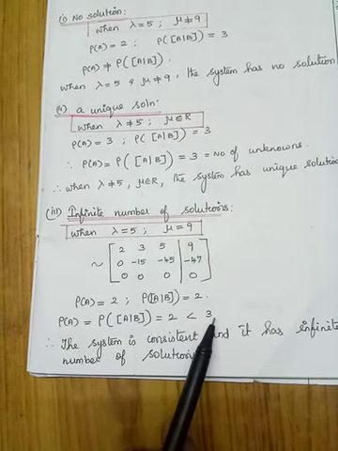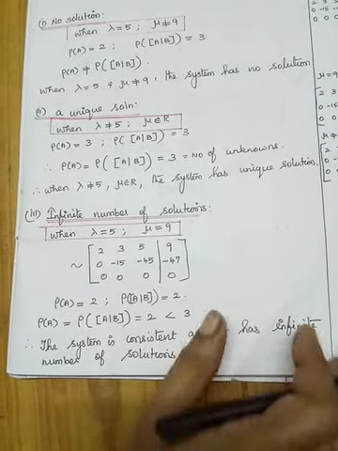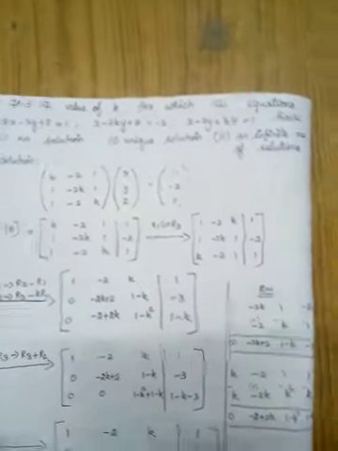2 is less than the number of unknowns. So therefore the system is consistent. It has an infinite number of solutions. Okay, we'll see the next problem. It is an important 5-mark problem.